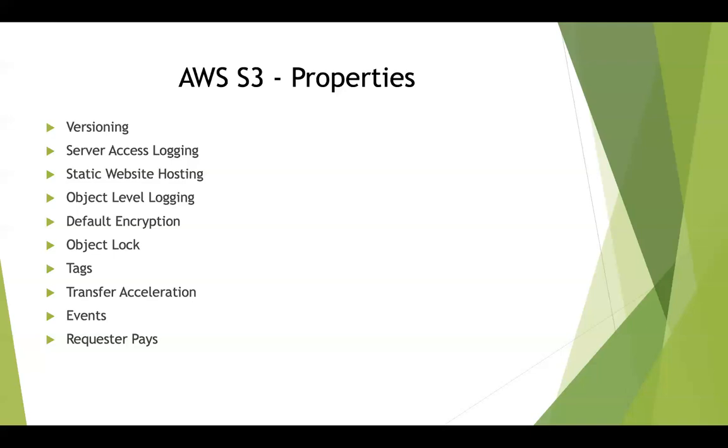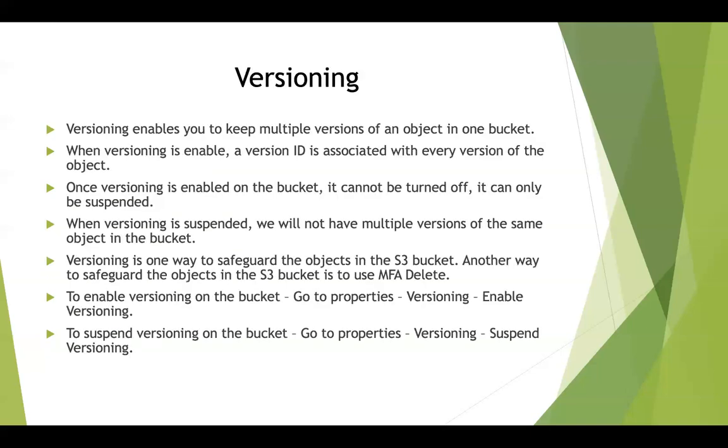So today we will be concentrating on versioning, server access logging, static website hosting, object level logging, and default encryption. The first 5 properties. Okay. To start off with versioning: versioning enables you to keep multiple versions of an object in one S3 bucket. When versioning is enabled, a version ID is associated with every version of the object that you store. So let's say for the first time you upload an object, that object has a version ID auto-generated and associated with it.